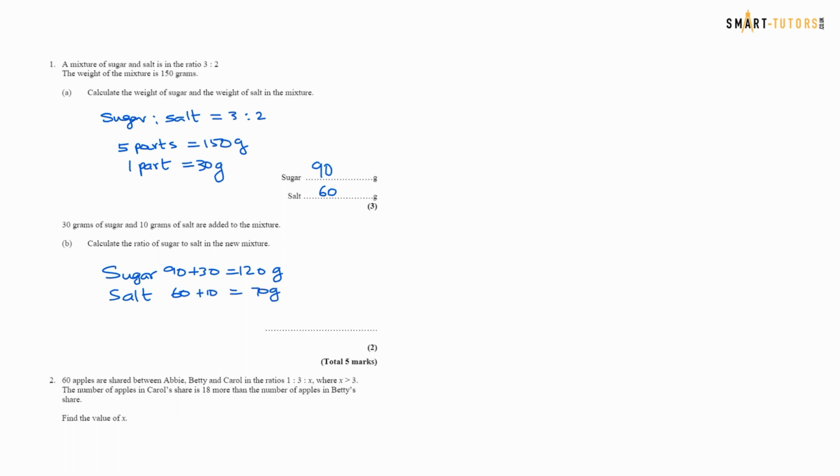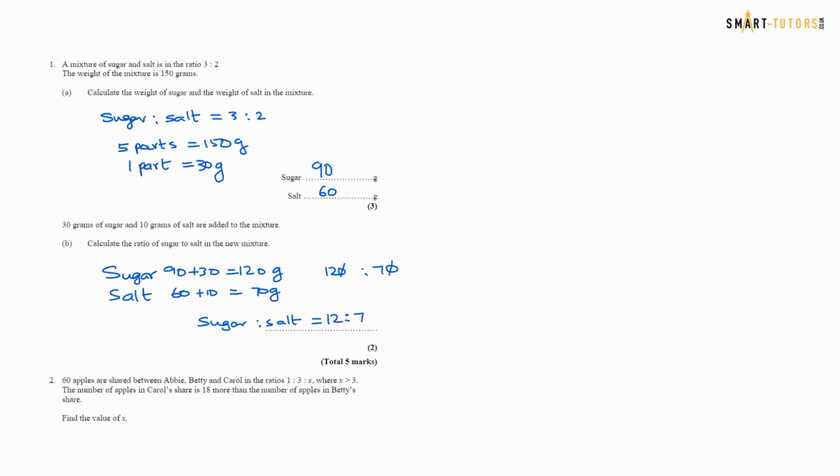So now they're asking to calculate the ratio of the sugar to salt. So sugar to salt is 120 to 70. Cut the both zeros, which is going to be 12 to 7.